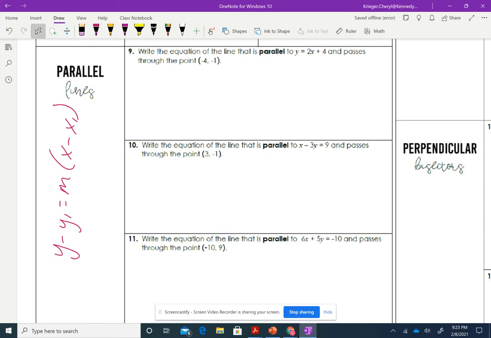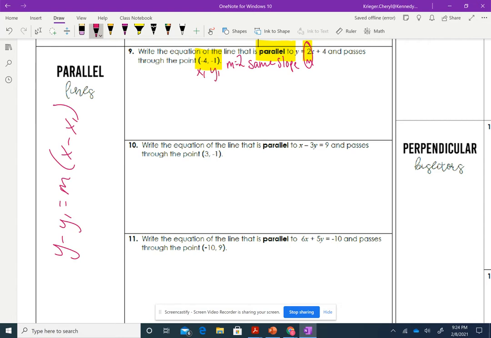your own. Number 9 says, write an equation of the line that's parallel to y equals 2x plus 4 and passes through the point -4, -1. Okay, so if it's the parallel line, and they give us the y equals 2x plus 4, we know that our line parallel to it will have the same slope. So what's the slope? That's the m in y equals mx plus b. So my m is 2, right? M equals 2.